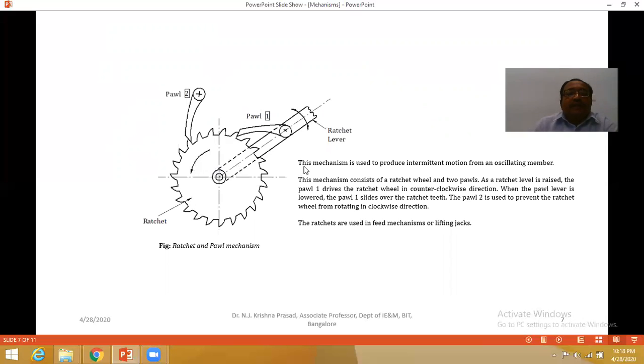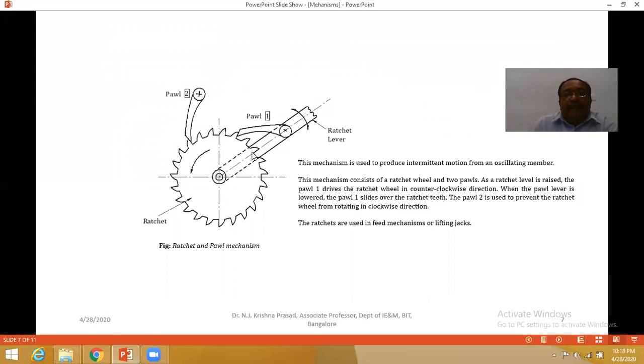In this, the ratchet lever continuously oscillates. During continuous oscillation, the ratchet is rotating in the anti-clockwise direction. When it is moving in the anti-clockwise direction, this wheel is rotated in the anti-clockwise direction. When it moves in the clockwise direction, it is moving back, and it will not affect the teeth. Like that they are made.